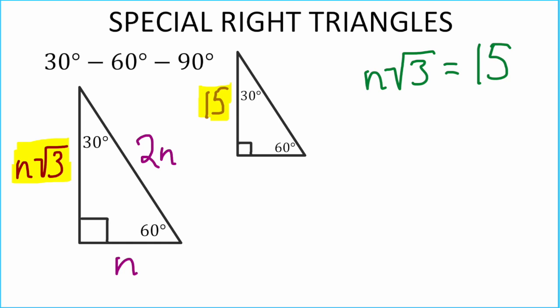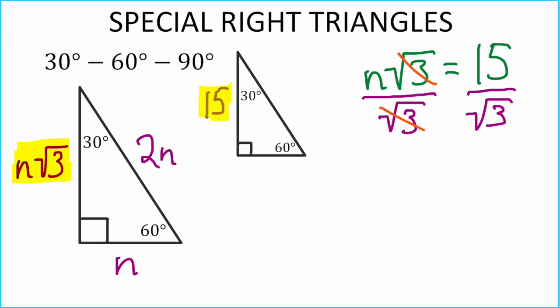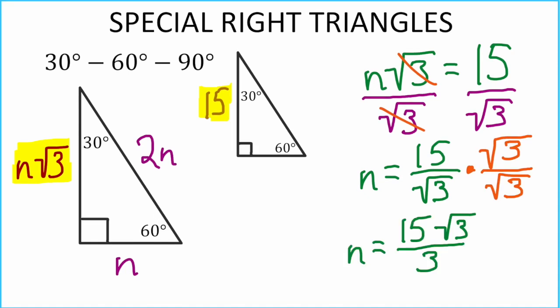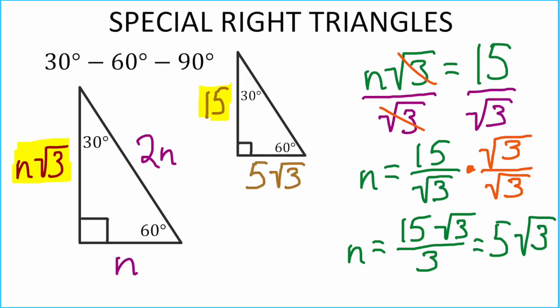So we know n radical 3 is 15. Divide both sides by radical 3, and they cancel out. We get n is 15 divided by radical 3. Multiply by radical 3 over radical 3 to simplify the radical, and we're left with 15 radical 3 over 3. And this time the 15 and the 3 can reduce to 5 radical 3. So 5 radical 3 would be our short leg. And then to find our hypotenuse, we're going to go ahead and just double it, and that would give us 10 radical 3 for our hypotenuse.